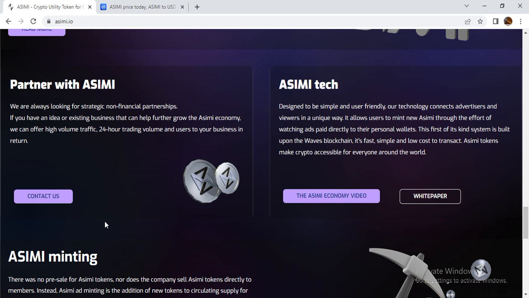You can see here the 24-hour trading volume. Asimi tech is designed to be simple for users, and Asimi tokens make crypto accessible for everyone around the world. So I recommend this project.